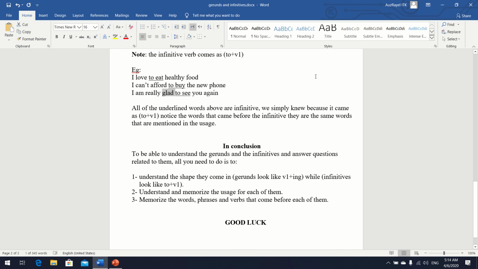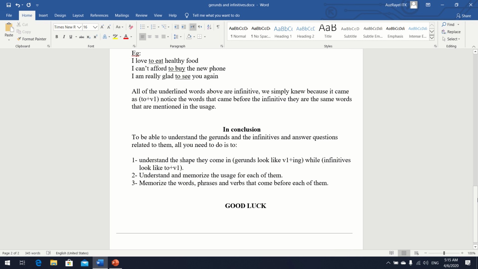All the underlined words above are infinitive. We simply knew because it came as a 2 plus verb 1. This is the form for the infinitive. Notice the words that come before the infinitive. They are the same type of words that are mentioned in the usage. So it's important to memorize these words.